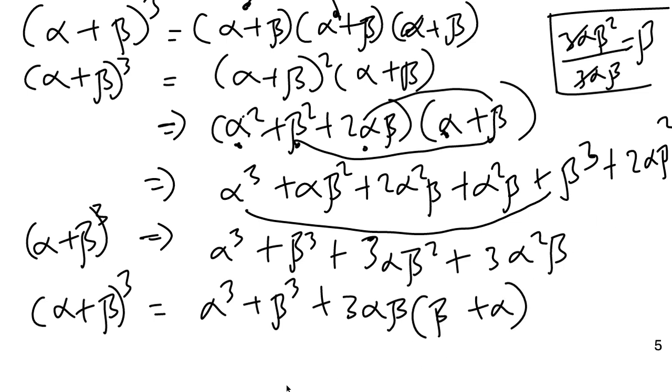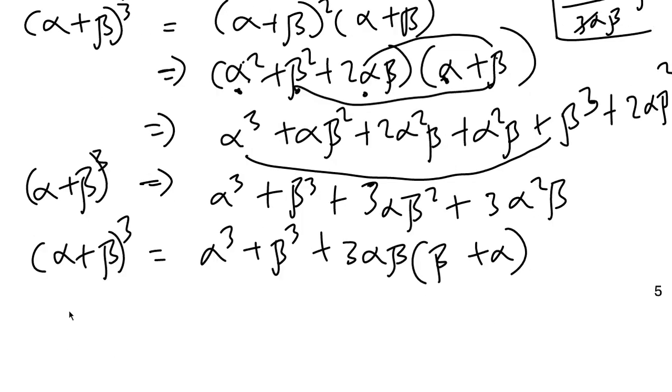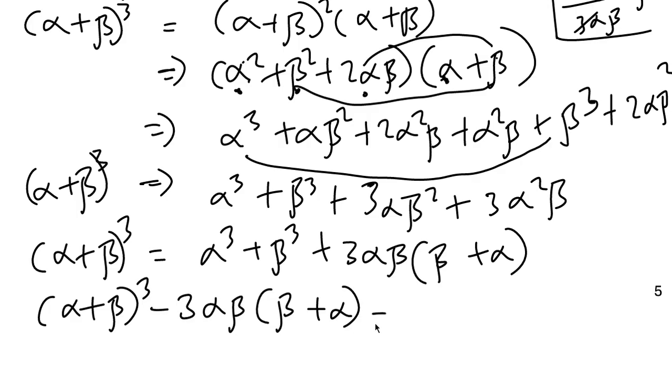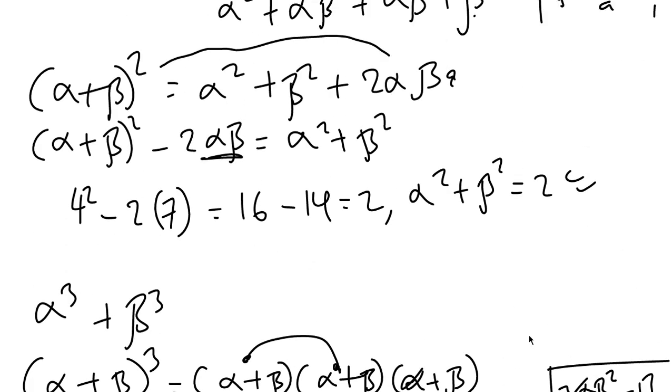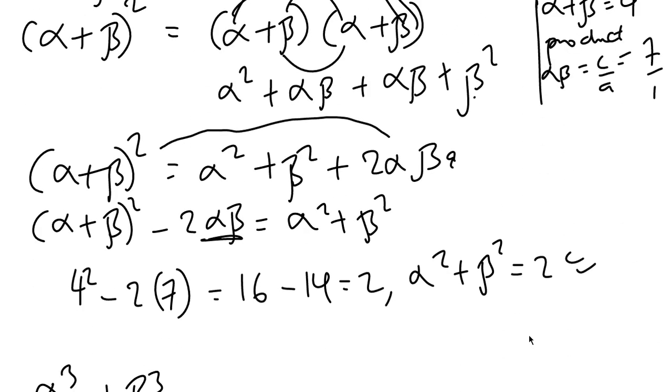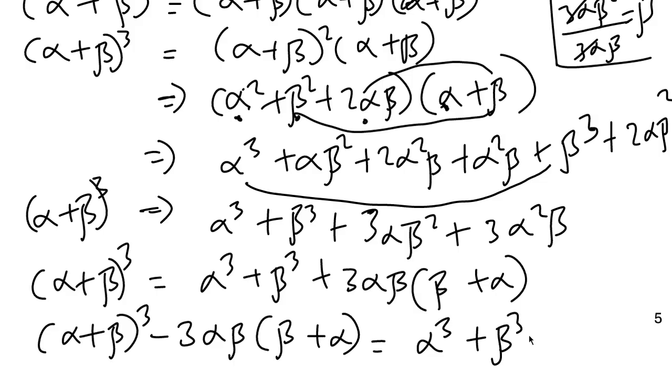Alpha. So making alpha cube plus beta cube the subject, you will carry this positive 3 alpha beta into (beta plus alpha) to the left hand side of the equation to now become what? (Alpha plus beta) all cube minus 3 alpha beta into what? (Beta plus alpha), and that will be equal to what? Alpha cube plus what? Beta cube. Do you get it? So your job now is to ensure that you get correct values of alpha plus beta and what? Alpha beta, so that you just directly substitute it.